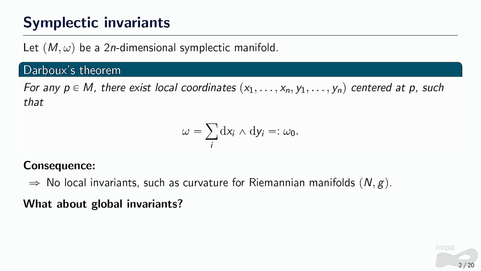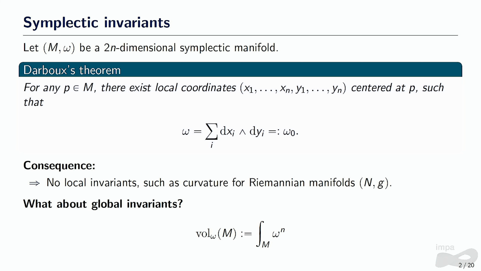And globally, we do have a first very obvious choice of an invariant, which is volume. Since our symplectic form is non-degenerate, if we integrate the top power, we get a number that is invariant under symplectomorphisms. And symplectic capacities are another kind of symplectic invariant measuring roughly the size of a symplectic manifold.